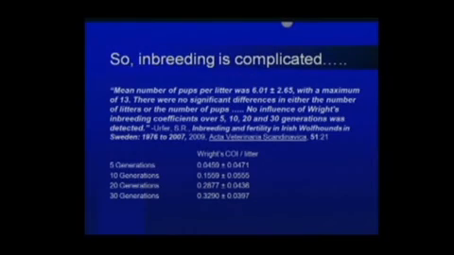However, there was a study done by a guy over in Switzerland, Sylvain Erfer, on Irish wolfhounds. And I quote from his paper, the mean number of pups per litter was six with a maximum of 13. There were no significant differences in either the number of litters or the number of pups. No influence of Wright's inbreeding coefficients over 5, 10, 20, 30 generations was detected. That's kind of the punchline out of the discussion of his paper.